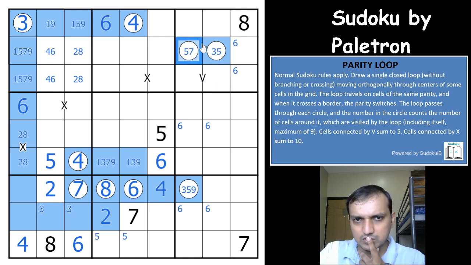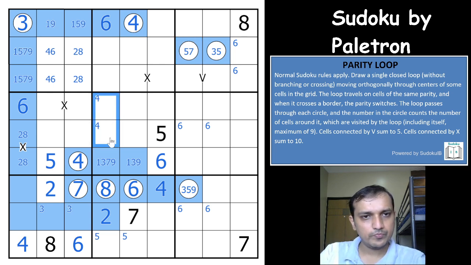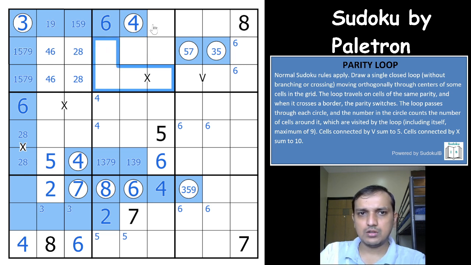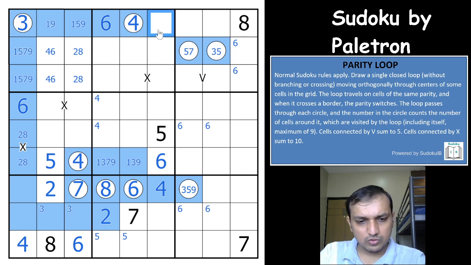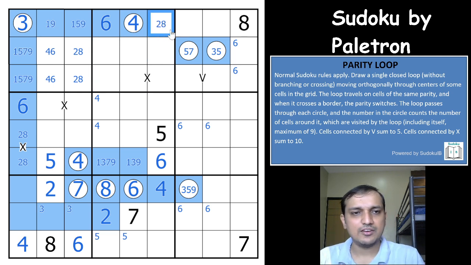If this can be a 5 and this can be a 3, or this can be a 5 and this can be a 7. One of these two cells is 4. Both 2 and 8 cannot be here, so one of these two cells would have to be 2 and 8.